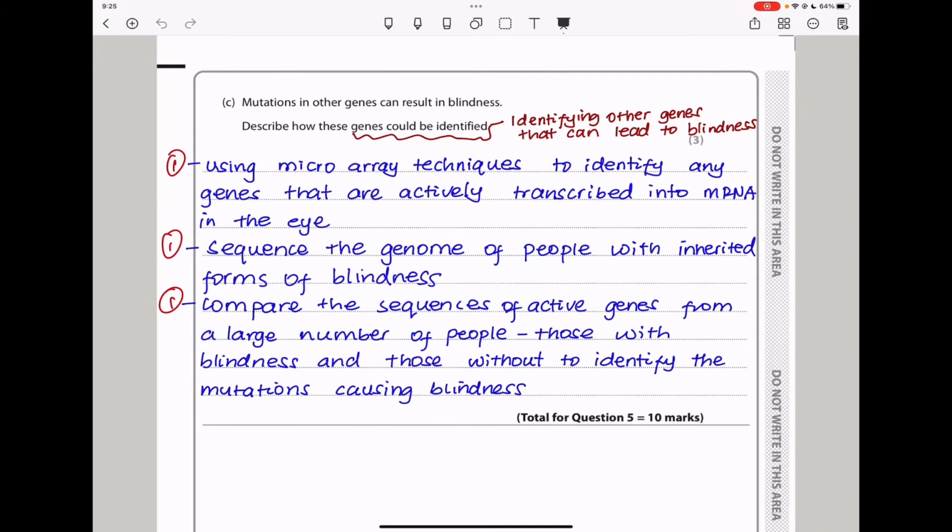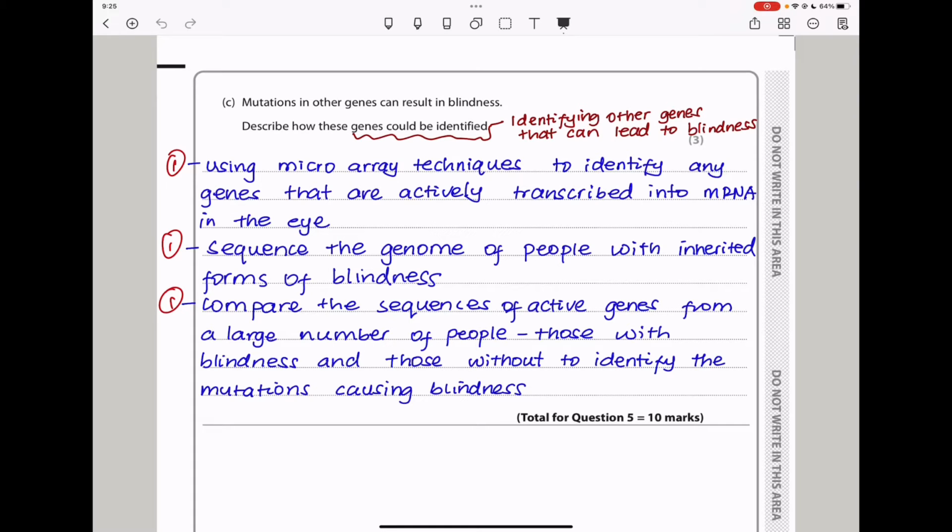Here they say mutations in other genes can result in blindness. Describe how these genes could be identified. Imagine we did not know the genes that lead to blindness. How can we identify them? All we need to do is use the microarray technique to identify any genes that are actively transcribed into messenger RNA in the eye.